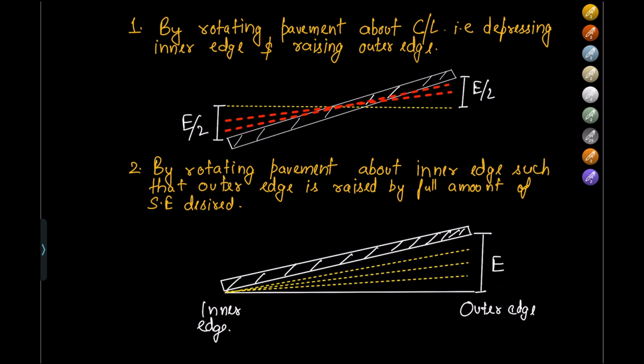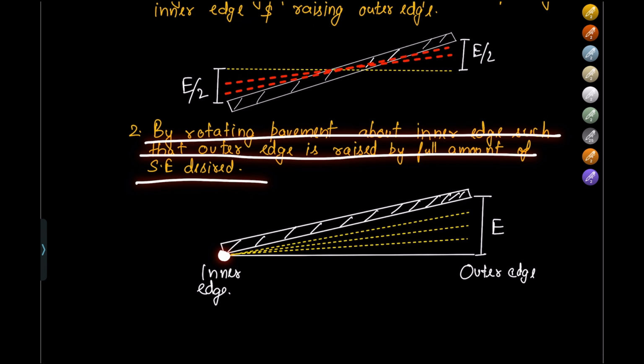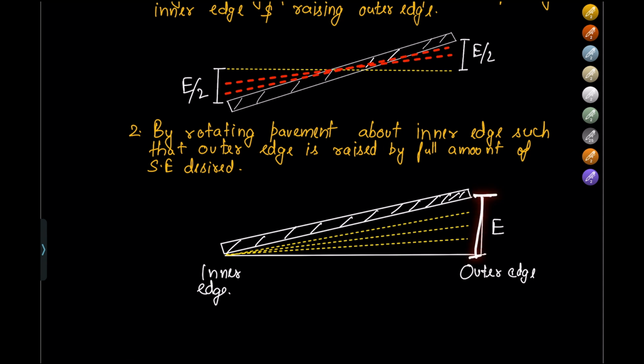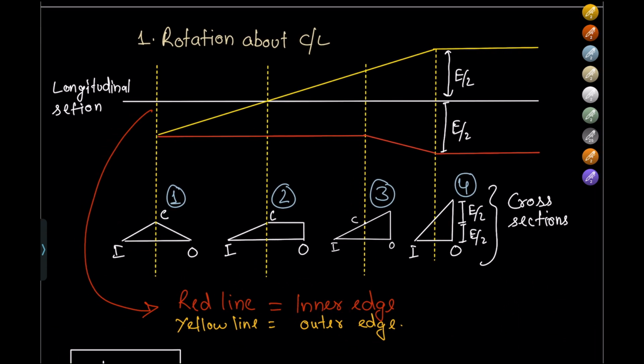The first method is to rotate about the center line. The second method is to rotate about the inner edge, such that the outer edge is raised by the full amount of superelevation that is desired. Superelevation is achieved by raising the outer edge to the desired superelevation, right? So these are the sections that I have drawn to give clarity about the understanding of the sections, right?